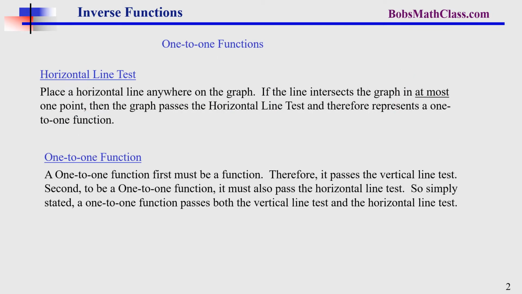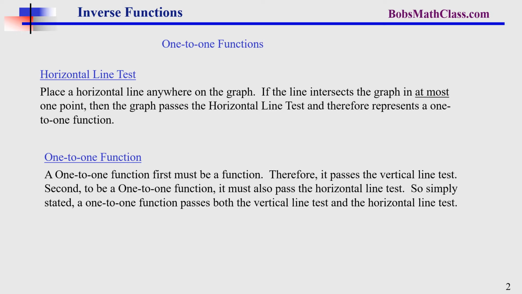Now we're going to talk about a more specific type of function, and that's called a one-to-one function. We've talked about the vertical line test. Well, there's a similar test called the horizontal line test, only our line is horizontal. If you place a horizontal line anywhere on the graph and it intersects the graph in at most one point, then the graph passes the horizontal line test and therefore represents a one-to-one function.